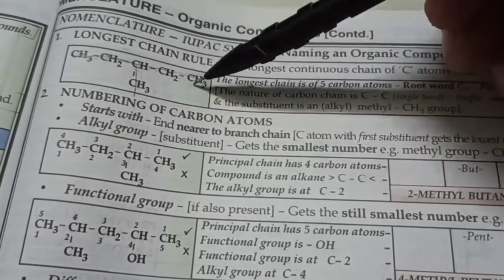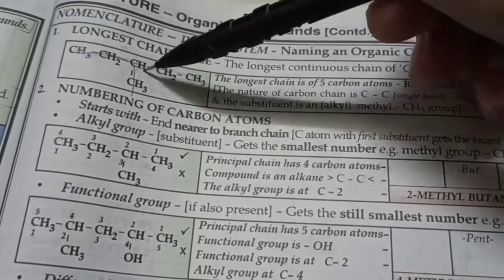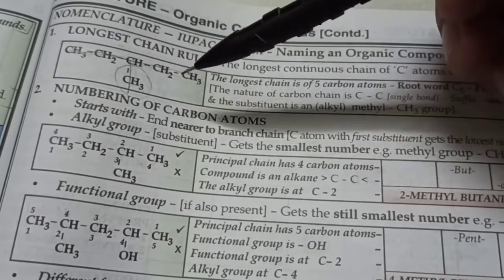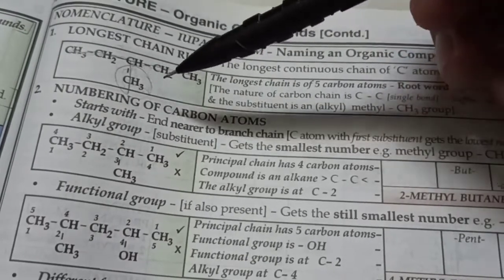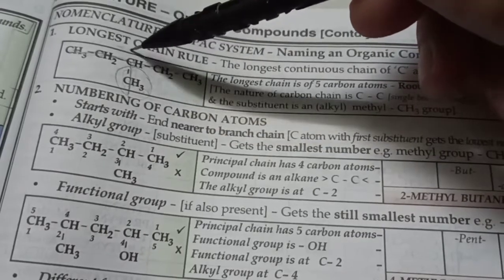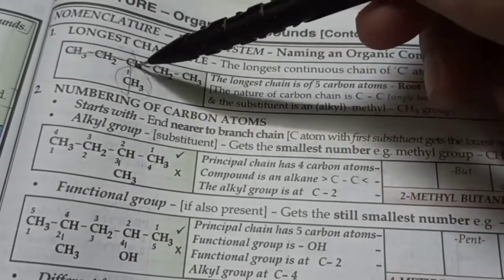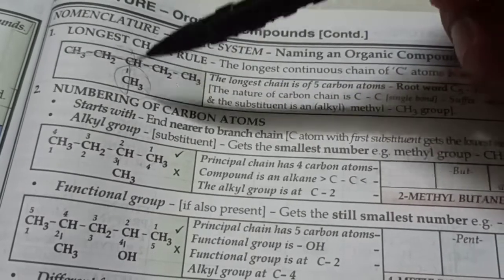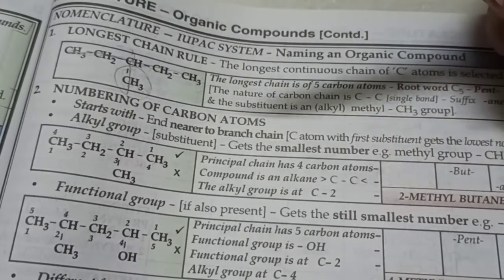1, 2, 3, 4, 5, pentane. And I see a methyl group. So methyl pentane. Why methyl? Because only one carbon atom here. It's a branched chain here. And it is at carbon number 3. So 1, 2, 3. Oh, it could be 1, 2, 3. So the answer is 3-methyl pentane. Did you get it right?